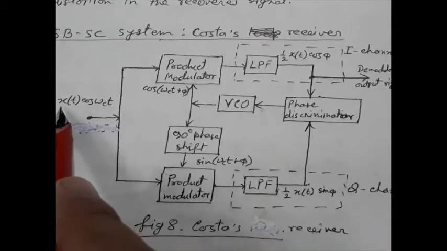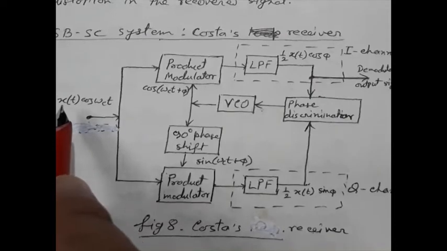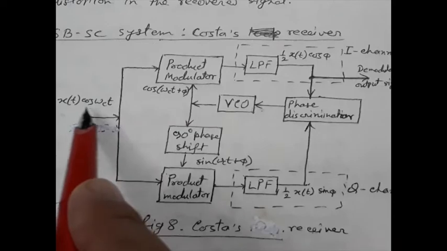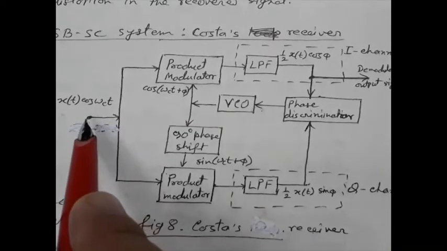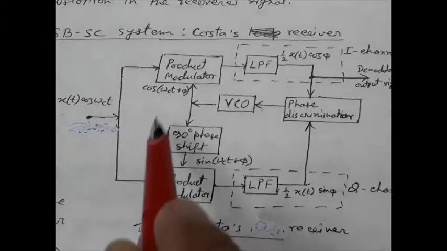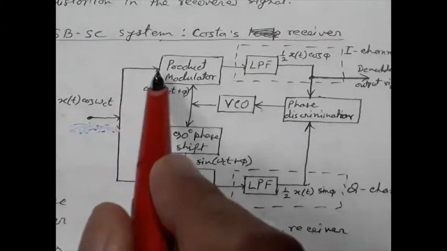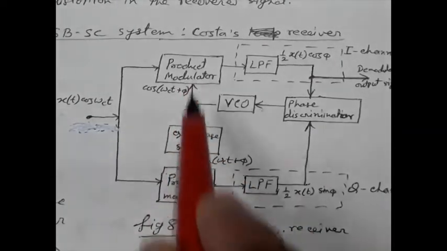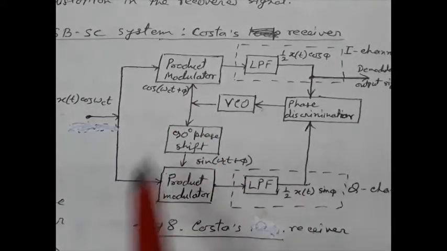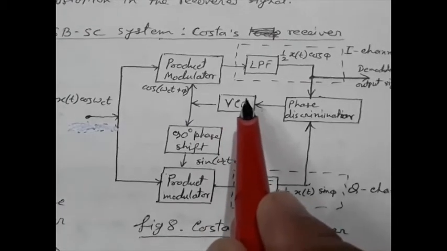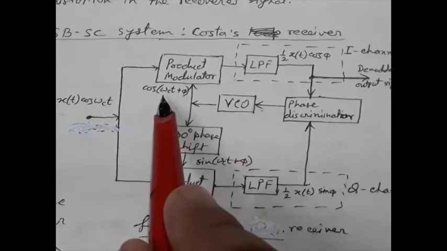Here we are assuming x(t) is the message signal. So x(t) cos omega_c t is the DSB-SC signal. So we have received this DSB-SC signal. This DSB-SC signal is divided into two parts. We have two product modulators. One voltage controlled oscillator is used to generate this locally generated carrier.